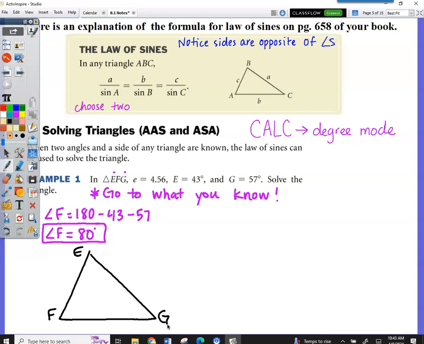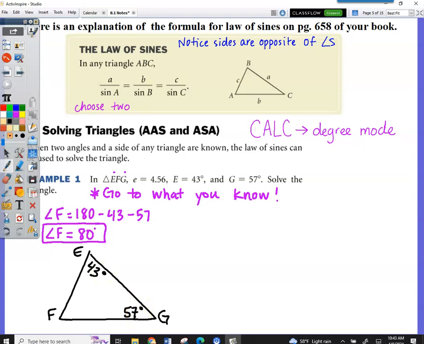Now that I have my triangle drawn, I'm going to fill in what I know. Here's where I like to use colored pens, if you're the type of person that doesn't mind doing that. I like to use black pen for what I know, what they gave me, and then a color pen for what I'm finding. But that's just me. You don't have to if you don't want to. What do I know? Well, I know angle E is 43. I know angle G is 57.